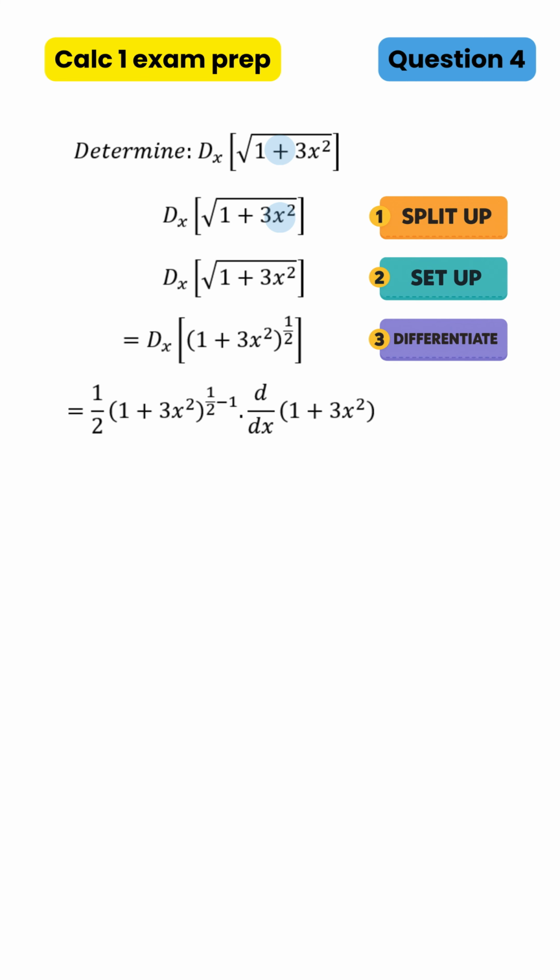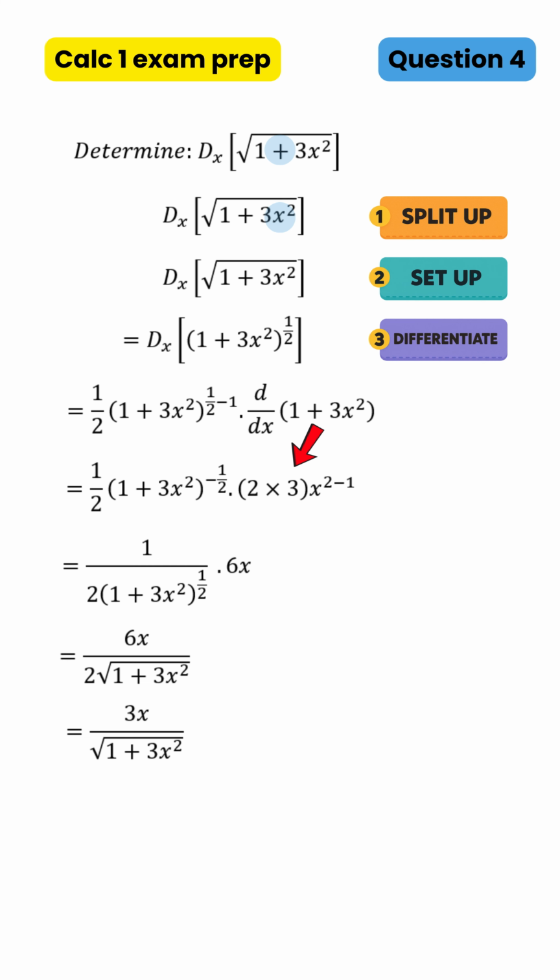Then differentiate the inside with the usual circle trick. Simplify. Remember to move the negative exponent to the denominator. And if it's a fraction, rewrite it as a root.